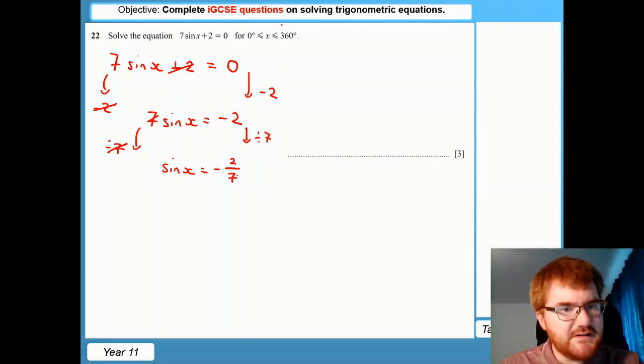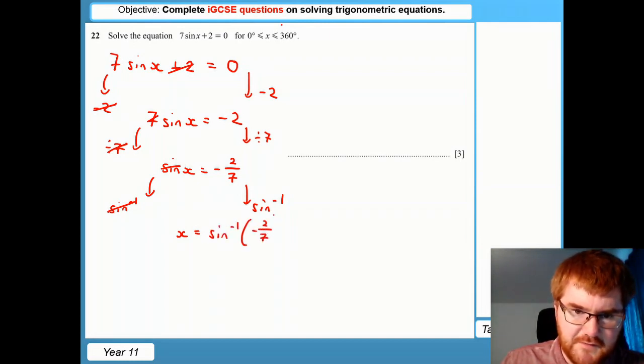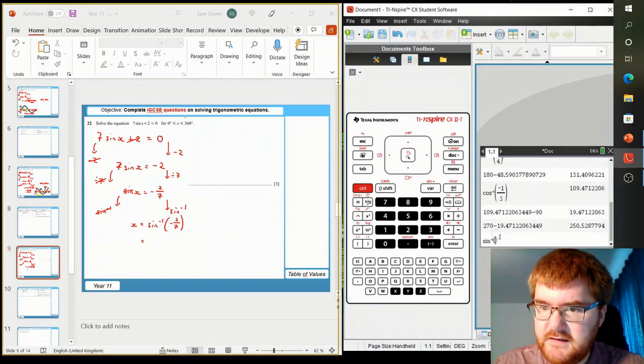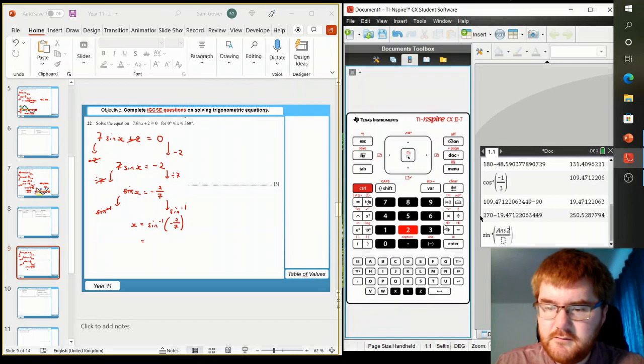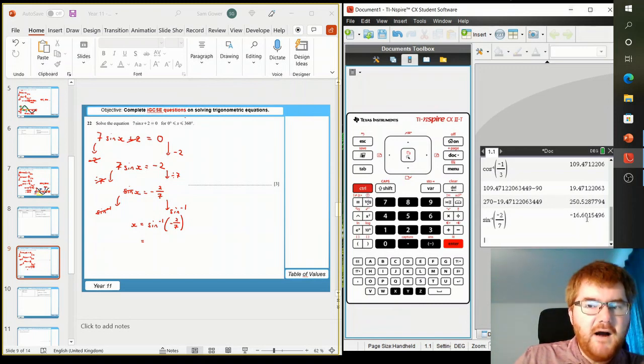Again, the first way we get the first solution is we just use it normally. So the opposite of sine is inverse sine on both sides. This cancels. We're left with x is equal to sine inverse of minus 2 over 7. Let's work out that first answer. Let's pop that in as a fraction, minus 2 divided by 7 gives us, okay, so this is slightly interesting here. We get the answer of minus 16.6.